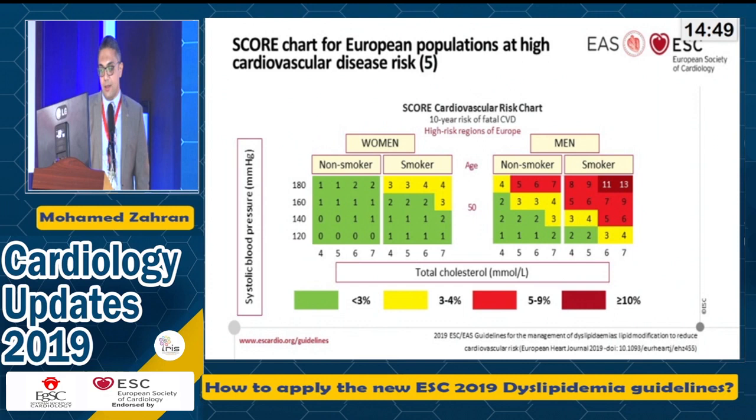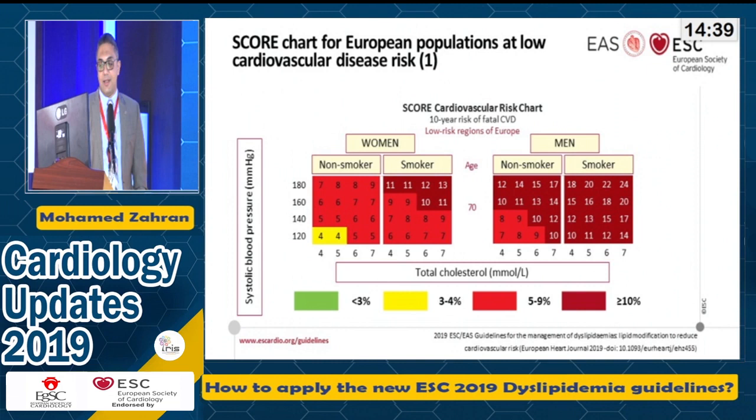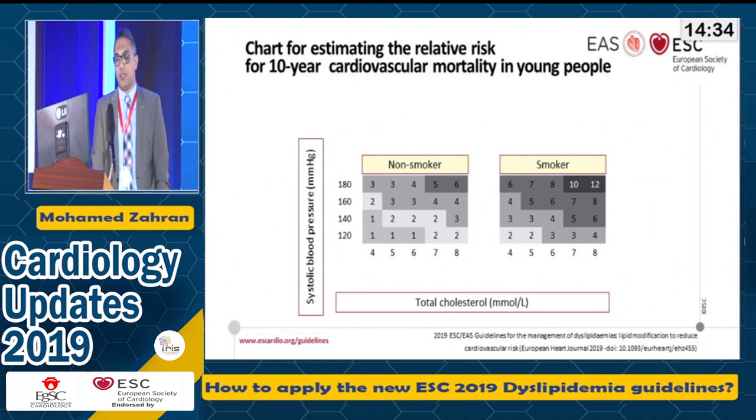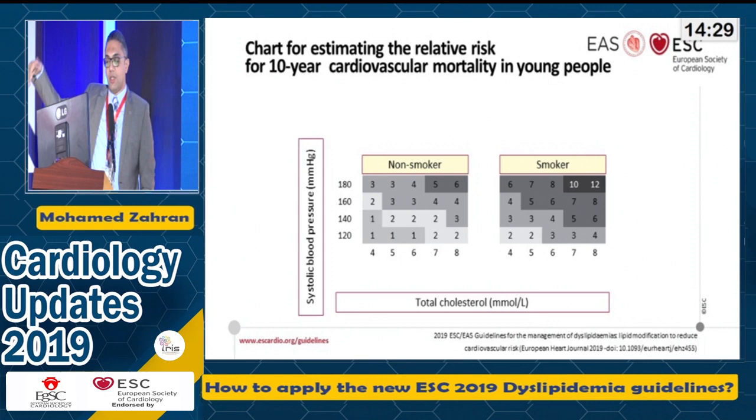And the younger the age, at 50, it starts to get green and yellow. At 40, it's green and yellow, almost green. And this is for the low-risk countries. And this is for the young patients below 40. The risk is nearly 4, 1, 2, 3, except if you are a smoker with high blood pressure and high cholesterol, then your risk will be high, 10 and 12.